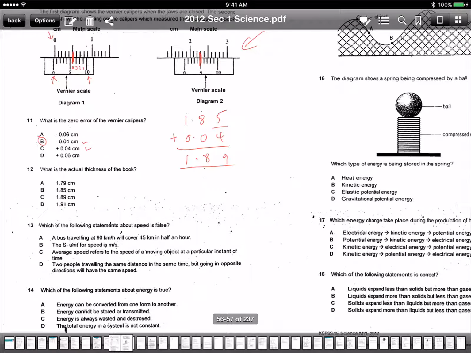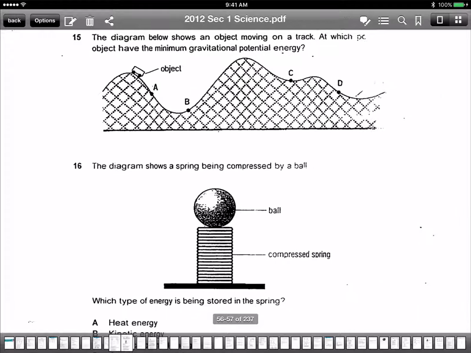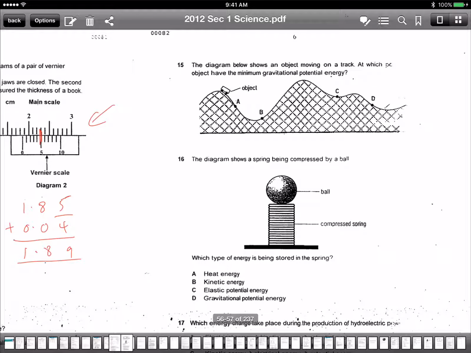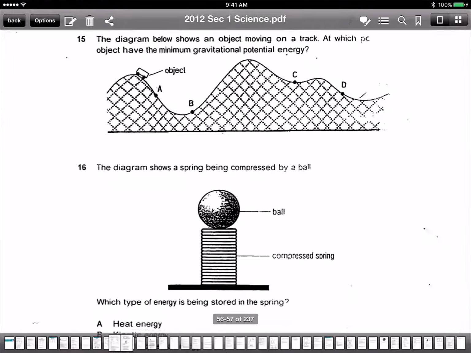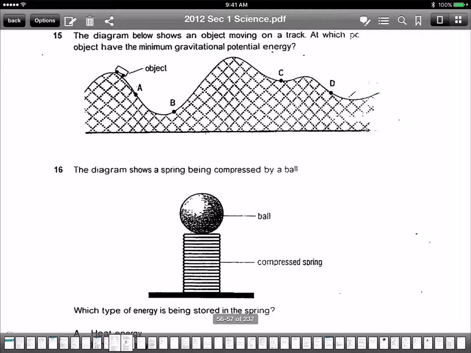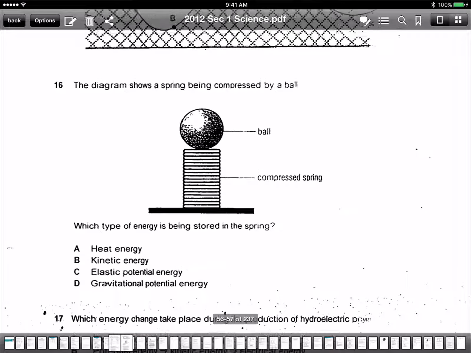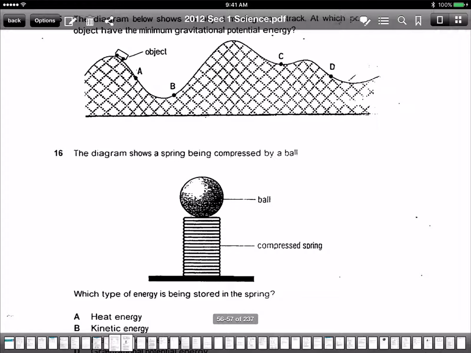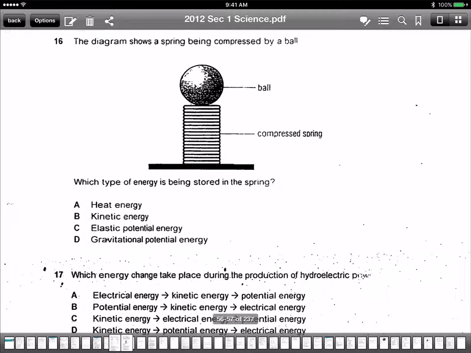Okay, energy. Who's doing energy? You also, okay. So, energy, any problem? Gravitational potential? I got it wrong, though. Oh, okay. So you understand, huh?